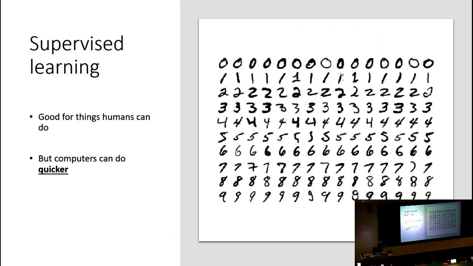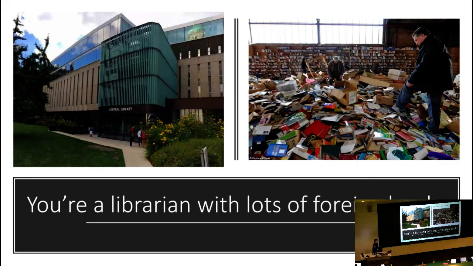So supervised learning. This is what you're going to be reading about in most cases. And this is really good when you already have the answers. So by definition, it's something that humans can do, because you've been able to assign a class, but you want a computer to either do it quicker or sometimes even better than a human can. Okay? So this is going to be our scenario.